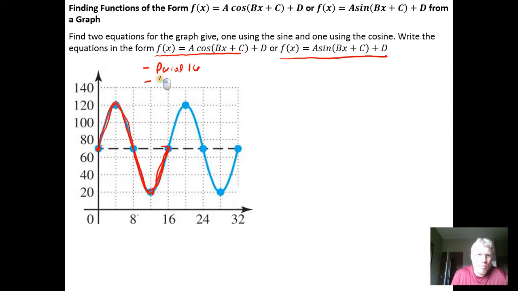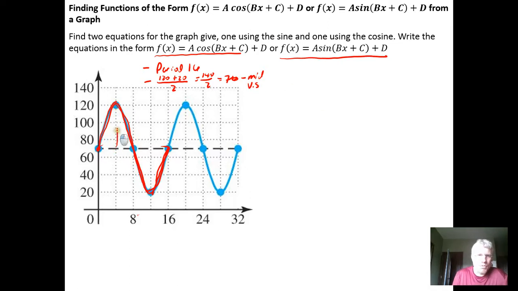So the average of the crest and the trough is going to be 140 over 2, because I'm taking the average, divided by 2, which is 70. So there's my midline, or my vertical shift. My amplitude is half the distance, right?